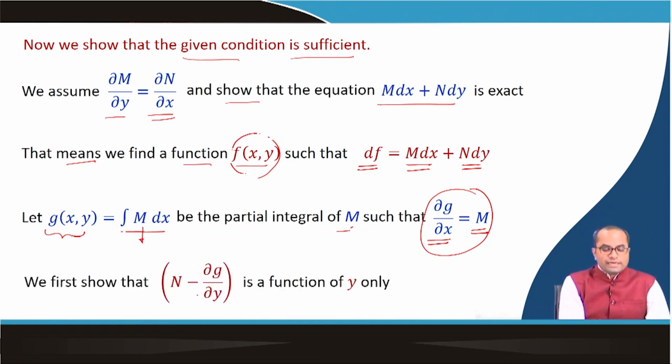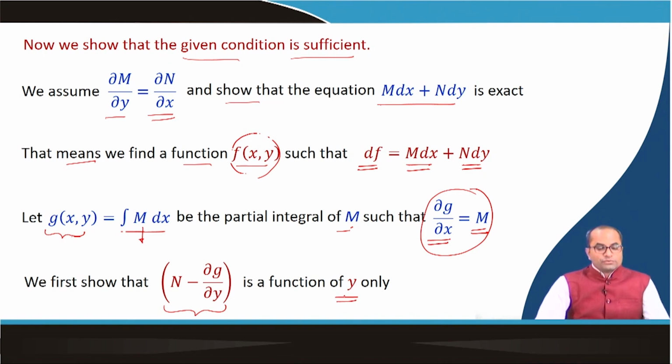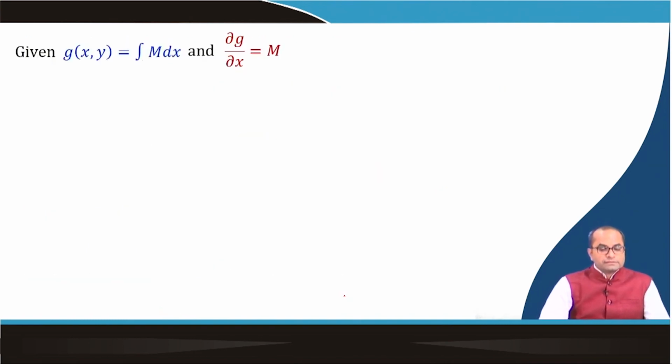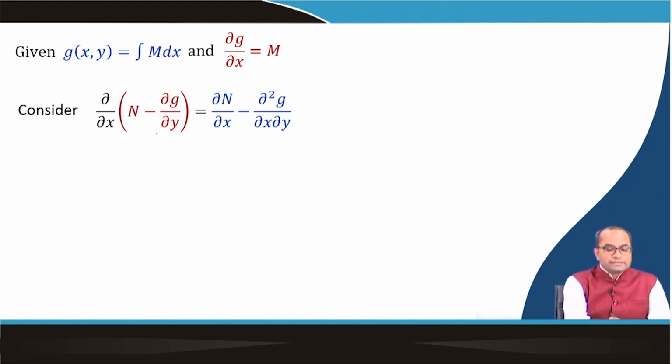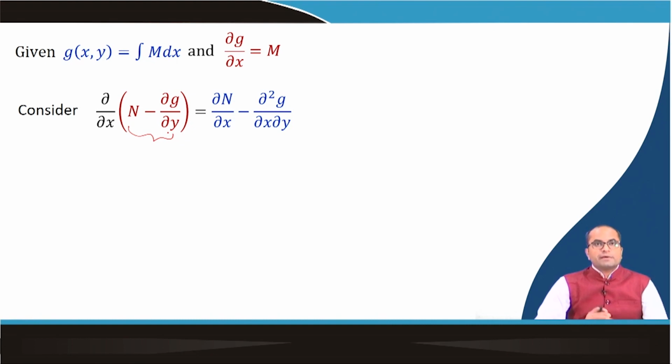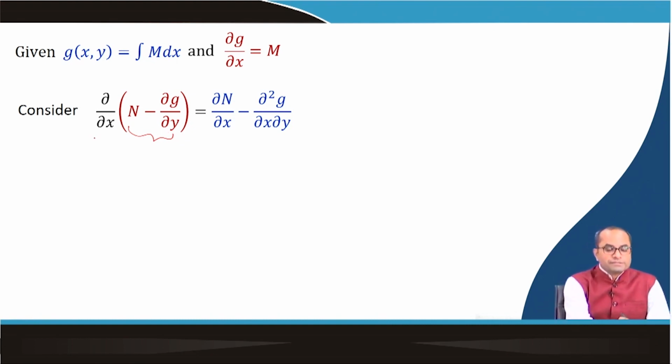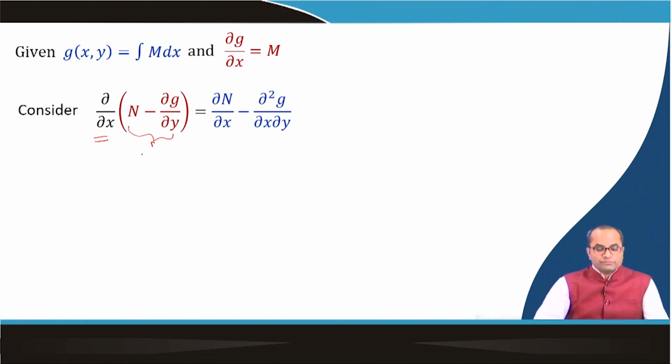First we show that this term, N minus del g over del y, is a function of y only. How to show that? We will differentiate this N minus del g over del y with respect to x and see that this is 0. That means this is a function of y only, and there is no x term involved here.